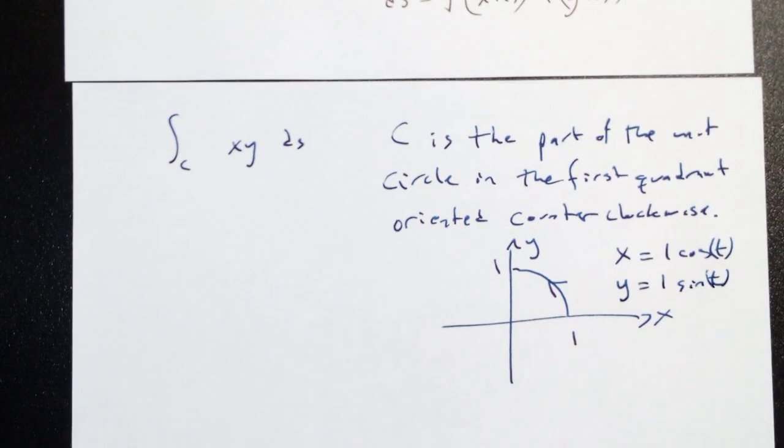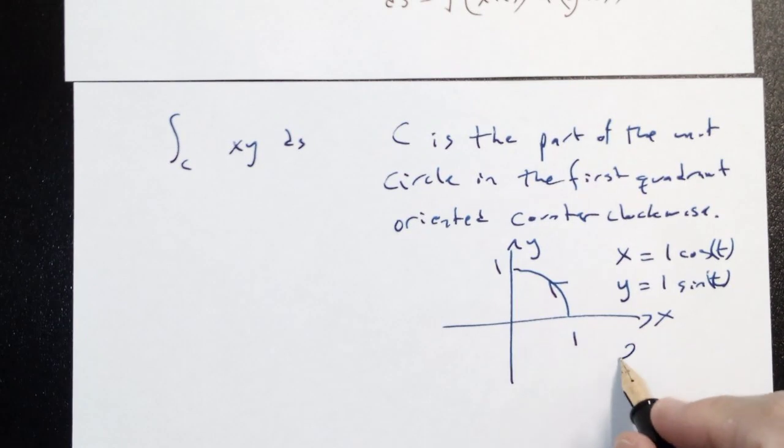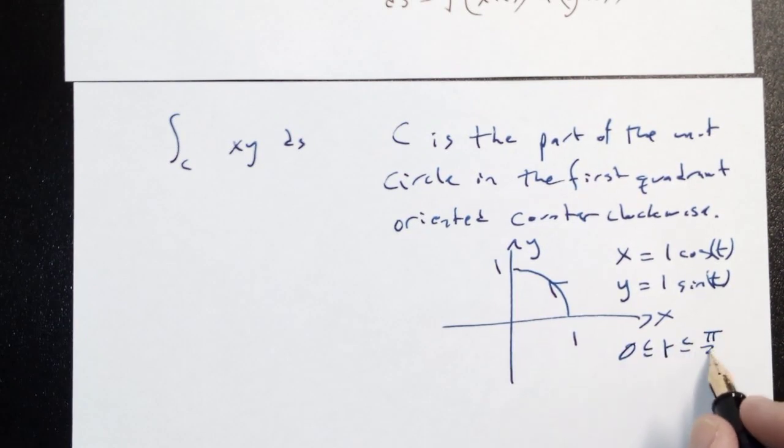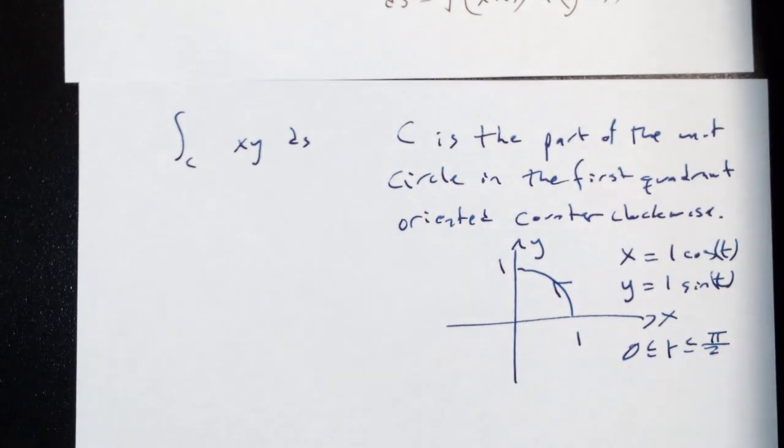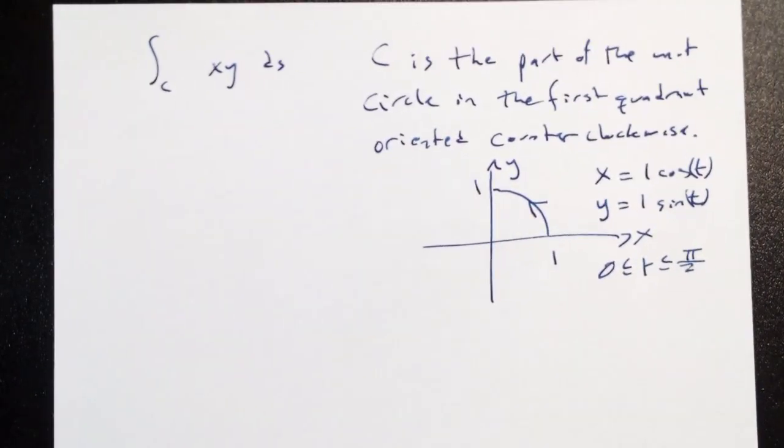And x is 1 cosine t. Notice that also tells me where I want to start and where I want to end in terms of t. What's the smallest value of t I'm using? And the biggest one? There you go. Notice what we can now do is turn everything into parametric equations and make this an integral in t. And if it's an integral in t, then I can do it like a regular integral.